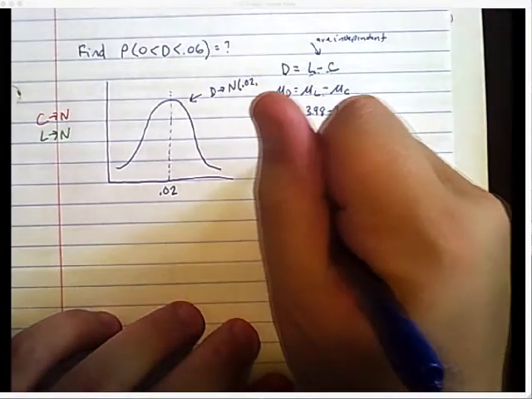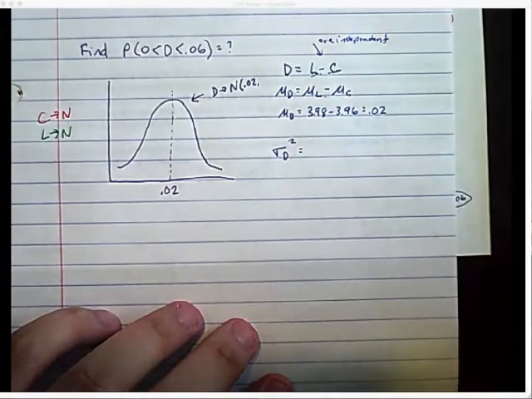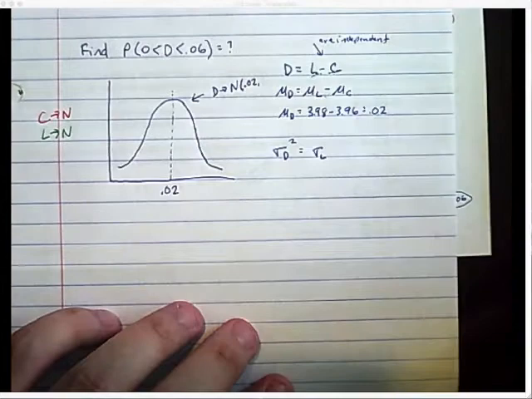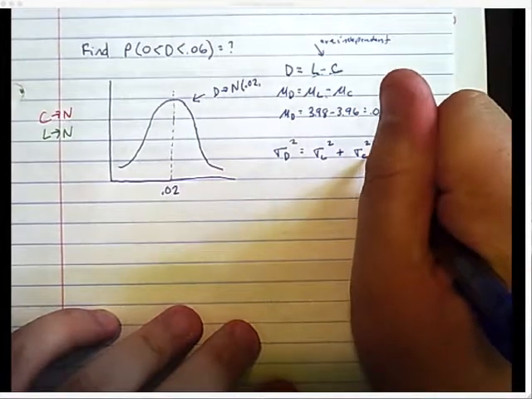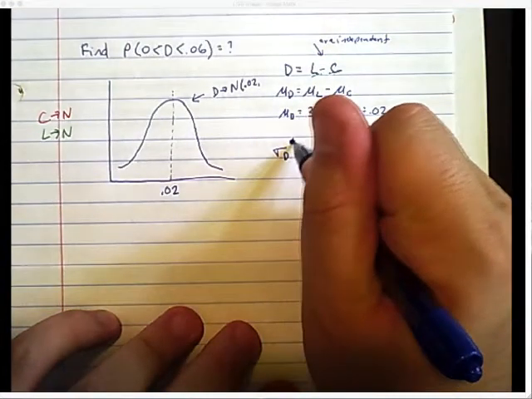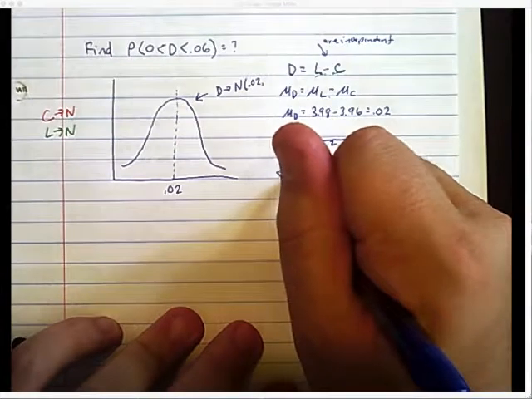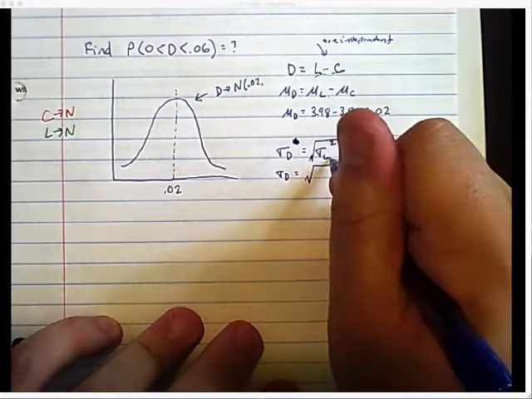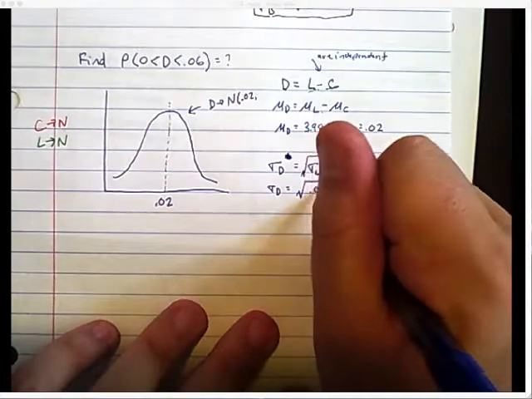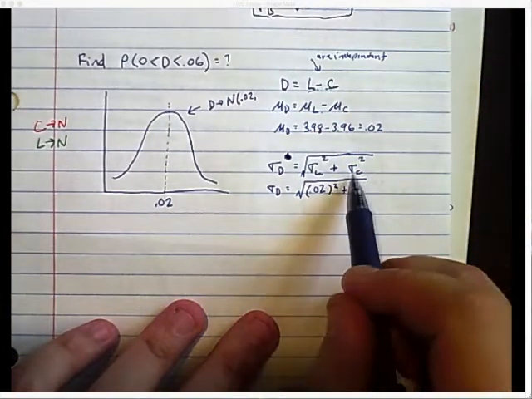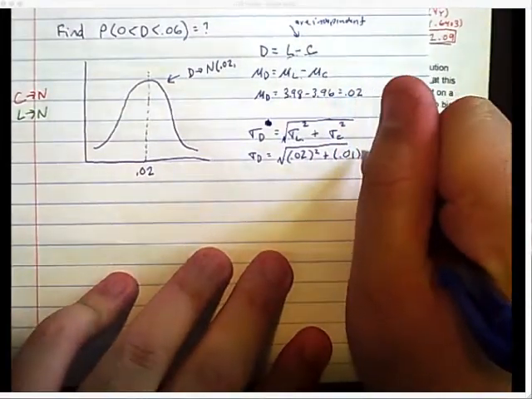So before I can find sigma sub D, I need to find variances. Remember, you can only add variances. So I need to take sigma sub L squared, that's the variance of the lid diameters, plus the variance of the cup diameters. So if I want to cancel out this square, then I have to take a square root. So to find sigma sub D, we're going to take sigma sub L, which is 0.02, and square it. Sigma sub C is 0.01, and we're going to square it.